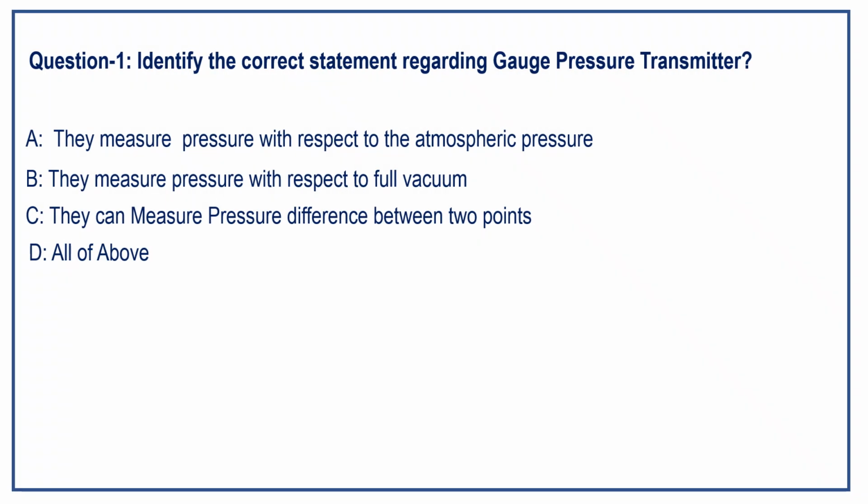First question is identify the correct statement regarding the gauge pressure transmitter. And the options are option A, they measure the pressure with respect to atmospheric pressure. Option B, they measure pressure with respect to full vacuum. Option C, they can measure the differential pressure between 2 points. Or option D, all of above.